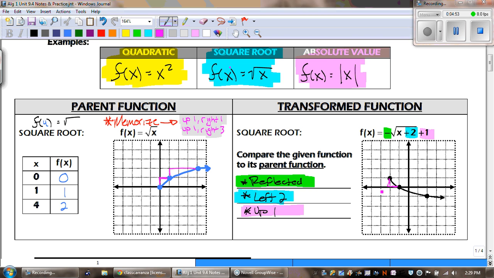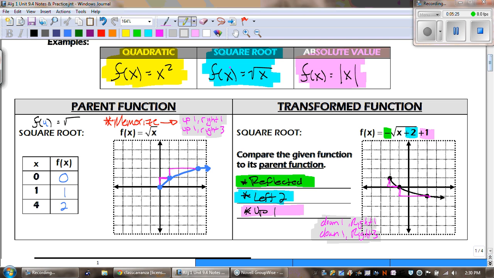what did we do? What was our pattern? We went down 1, right 1, and then we go down 1, right 3. Okay, so once again, this is that other pattern that we need to memorize, and this is when it's reflected. We either go up 1, right 1, up 1, right 3, or we go down 1, right 1, down 1, right 3. That's the same.